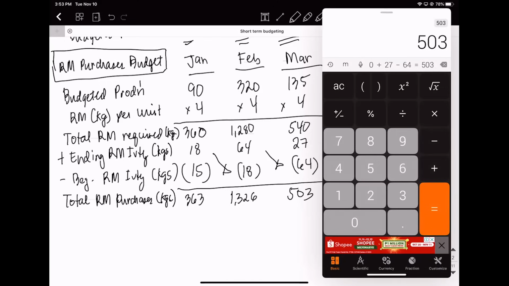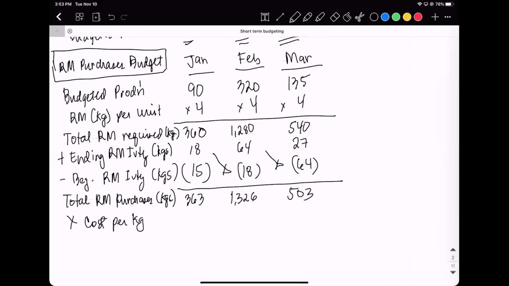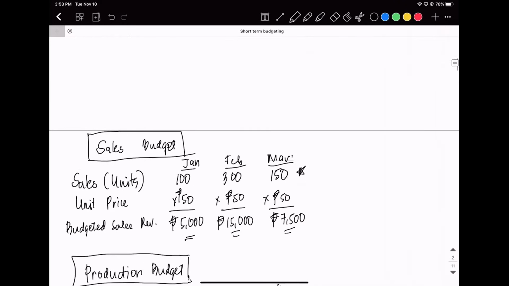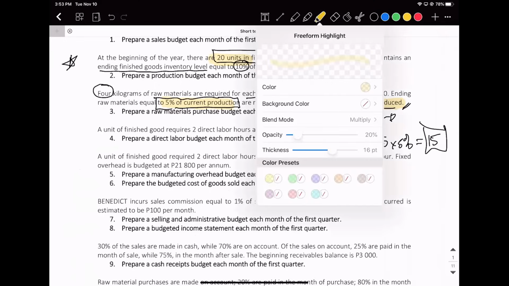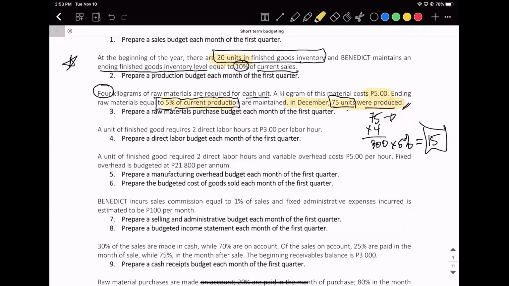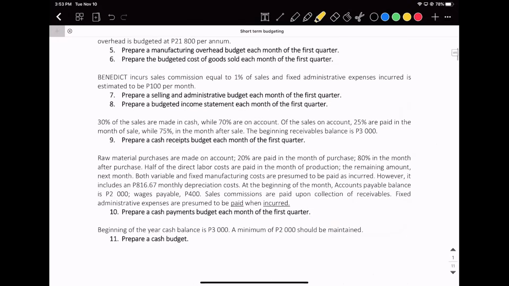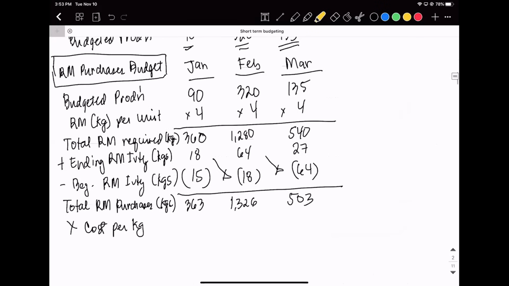Pero sir, ito na ba yung budgeted raw material? Hindi pa, no? So we have to multiply kasi in kilos yan. Kilograms, no? So we have to multiply it by cost per kilogram. Ayan. So magkano bang cost per kilogram? Balikan mo yung problem. So ano sabi sa problem? Ito. 5 pesos. Ayan. So 5 pesos. Kilogram of this material costs 5 pesos. So lagyan natin dito 5 pesos.